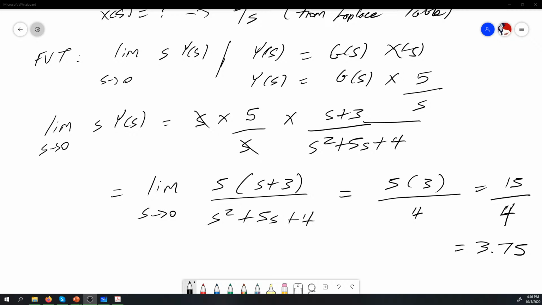So that actually is the last answer for the problem if you had a step change of 5 units at the input instead for x of t. Alright, so are there any questions for that particular problem as well?